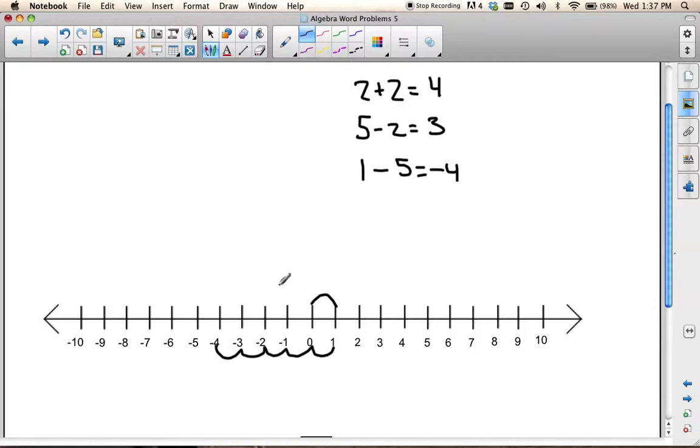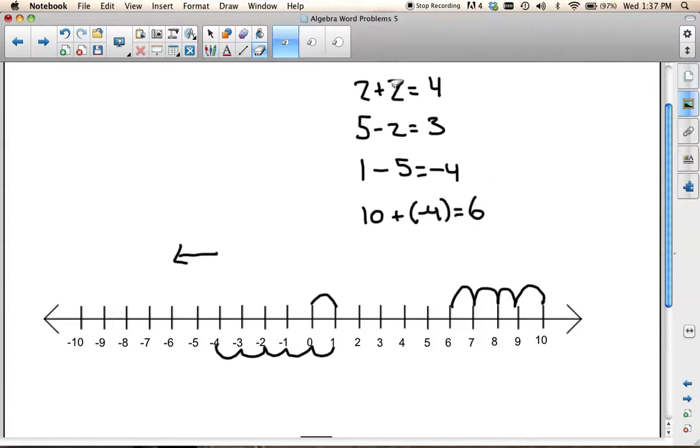Whenever we are adding a negative number, we need to go to the left. So when we add a negative number, we are taking away an amount. So if we have 10 and we are adding negative 4, negative 4 is taking away, so we go 1, 2, 3, 4. 10 plus negative 4 is going to give us positive 6.